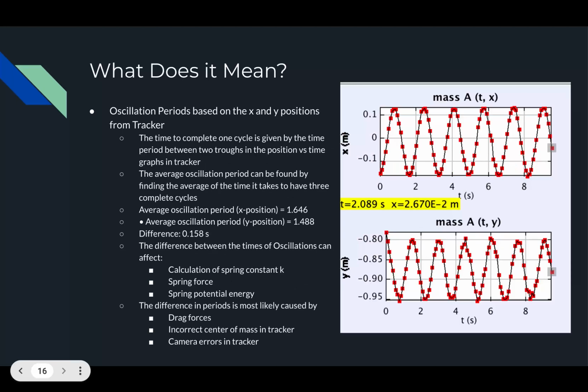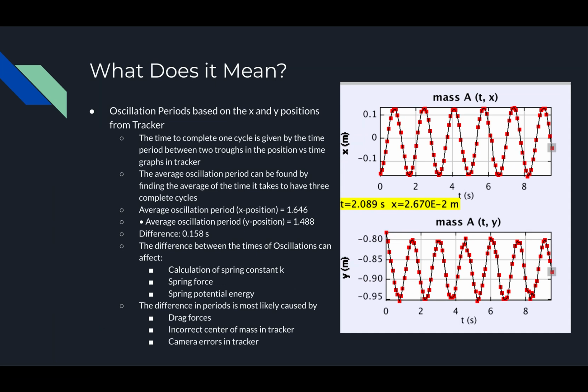And the oscillation periods based on the x and y positions from Tracker, which you can see from the graphs on the right. The time in between one complete cycle is given by the period between two troughs in the position versus time graphs. The x position average oscillation period I calculated to be 1.646 seconds, and the y position average oscillation period I calculated to be 1.488 seconds, which is just a difference of 0.158 seconds.